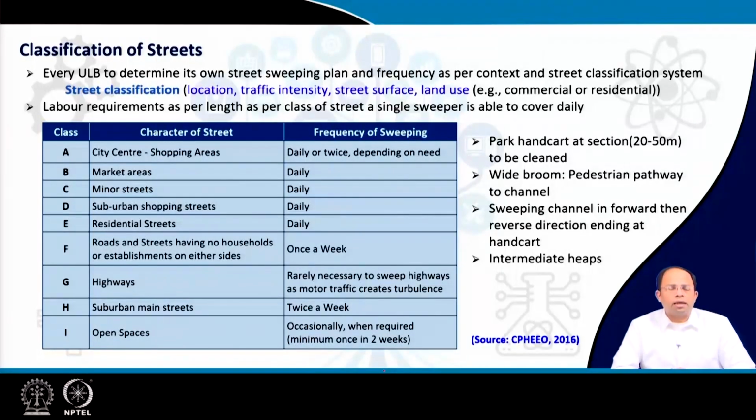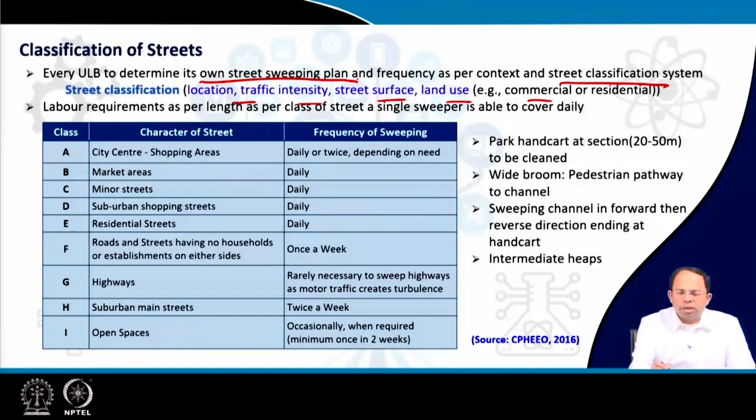Now, these are some of the classifications of streets as per location, traffic intensity, street surface, and the surrounding land use. Based on this street classification system, every ULB determines its own street sweeping plan and frequency as per the local context. That means depending on how much waste and what kind of activities are happening in that particular street, we determine how often we need to clean it, where, and at which time of the day.